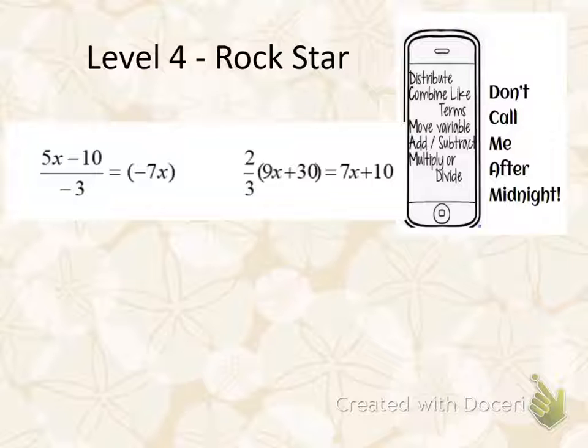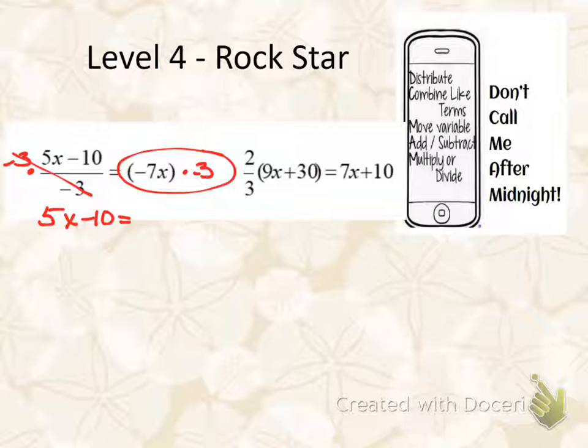I'll show you the first step because in a minute, some of you, this is going to help with what you're about to do. So the first step would be to multiply this side by -3 and this side by -3. Well, if we do that, what's left over here is just 5x minus 10. And then this is just -7x times -3. What is that? 21x, right? And since they're both negative, it's positive. And then it's not such a hard problem.